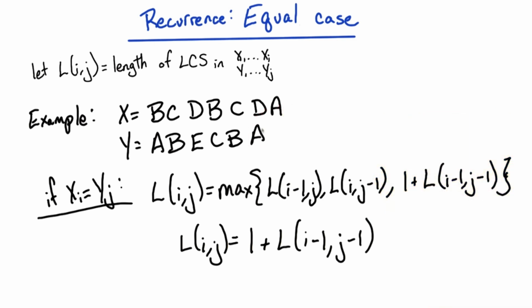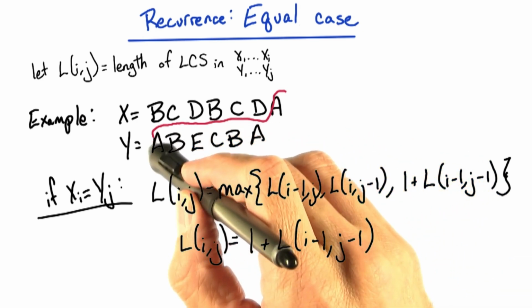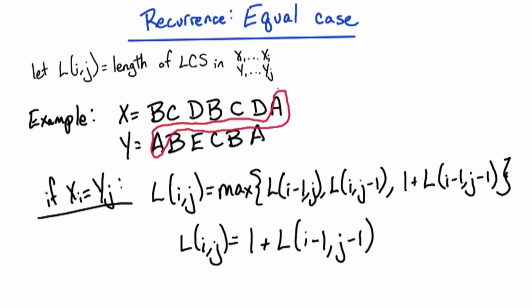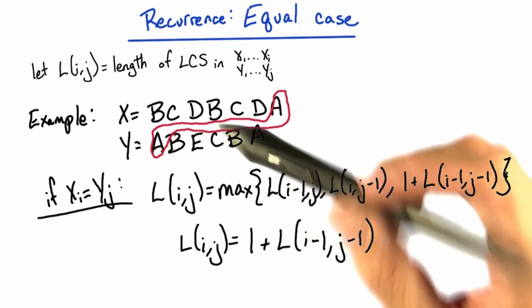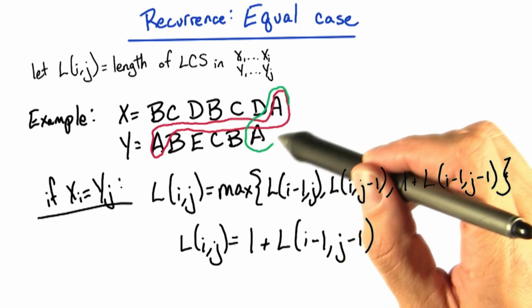Now, it may be the case that xi is matched with some earlier occurrence of that character. In this case, it's y1. But any solution which we obtain by matching xi with an earlier occurrence of that character, we could have obtained by instead matching xi with this latter one.